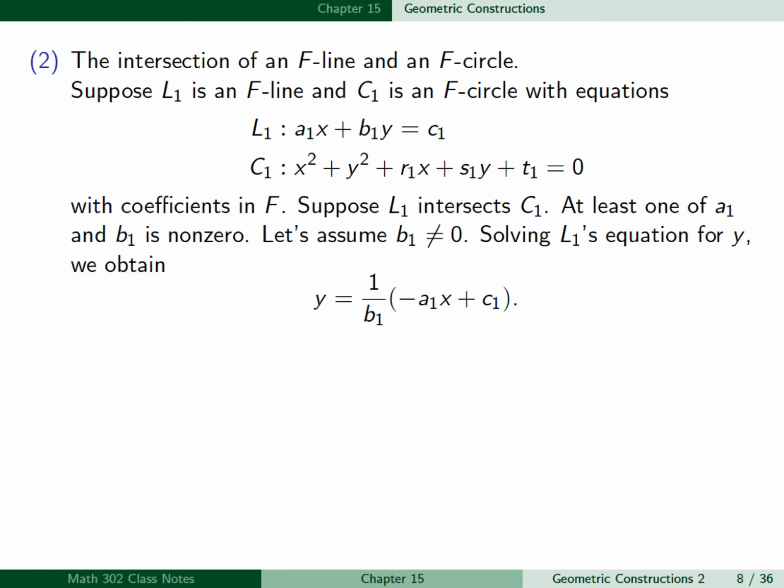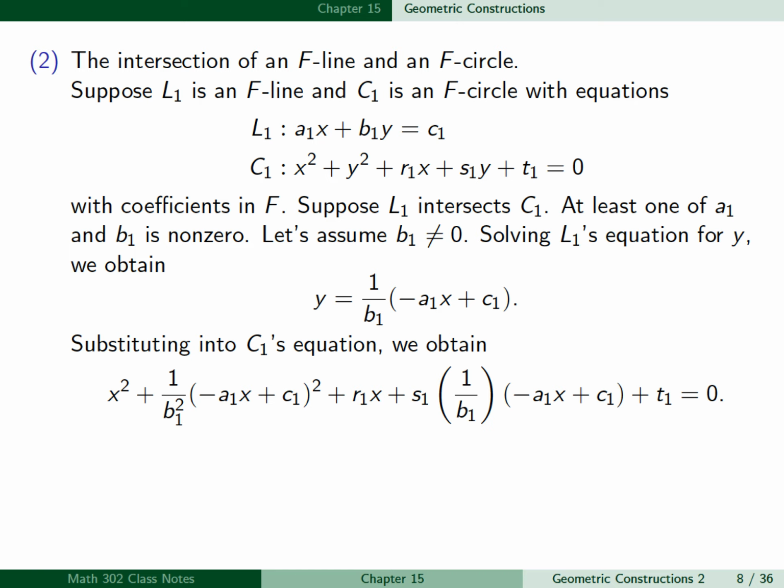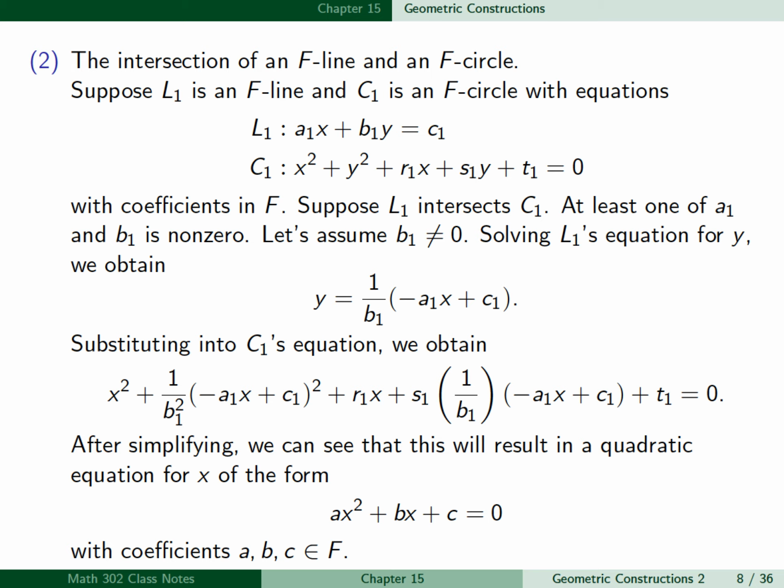Solving L1's equation for y, we obtain y is equal to 1 over B1 times the quantity minus A1 x plus C1. And substituting this into C1's equation, we obtain x squared plus y squared, which will be 1 over B1 squared times the quantity minus A1 x plus C1 squared, plus R1 x plus S1 times y, which is 1 over B1 times the quantity minus A1 x plus C1, plus T1 is equal to 0. Now, after simplifying, we can see that this will result in a quadratic equation for x of the form a x squared plus b x plus c equals 0, where the coefficients a, b, and c will all belong to F.